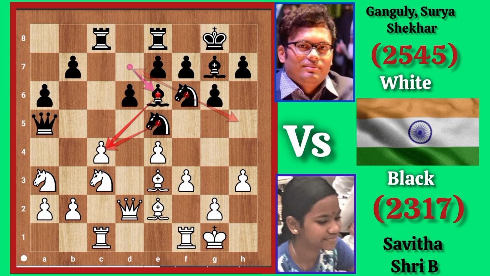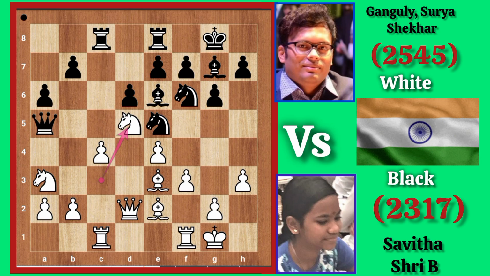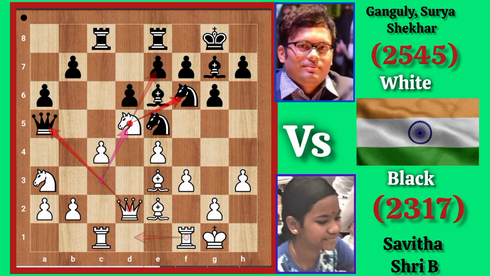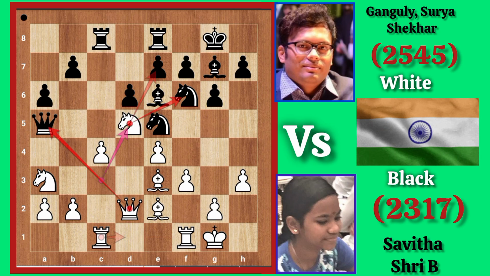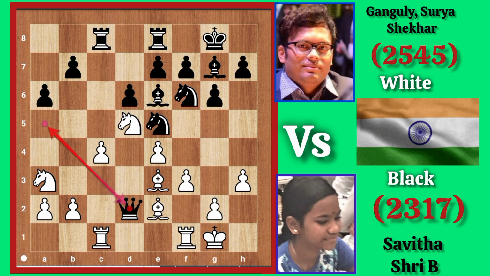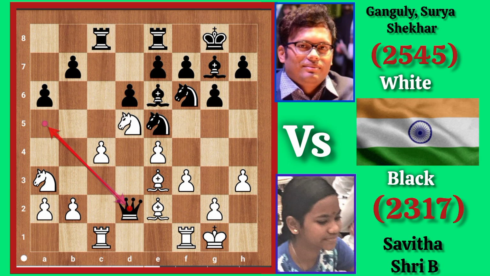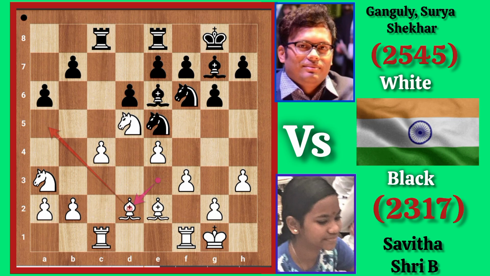16. Knight d5. White lashes out with a thematic knight jump. Ganguly forces a massive sequence of exchanges to alleviate the pressure on his position. 16. Queen takes d2. Black accepts the challenge, trading off the queens first to reduce the tactical danger. 17. Bishop takes d2. White recaptures with the bishop, maintaining active placement.